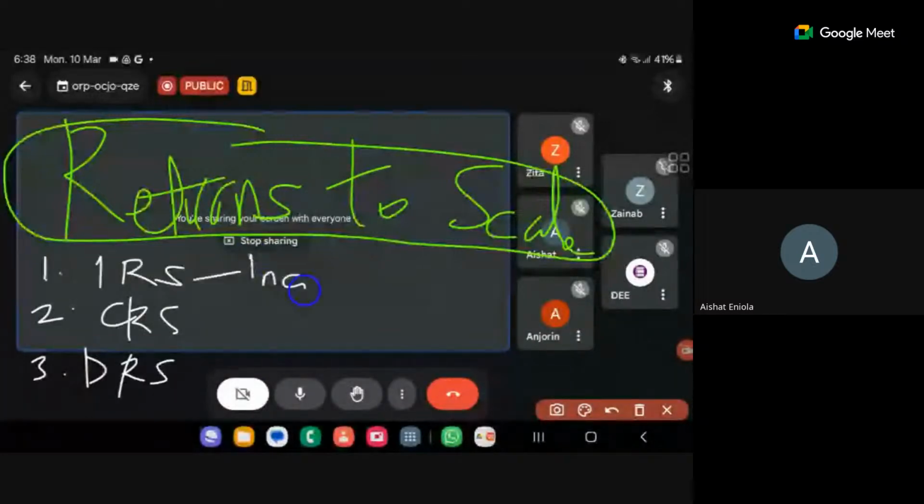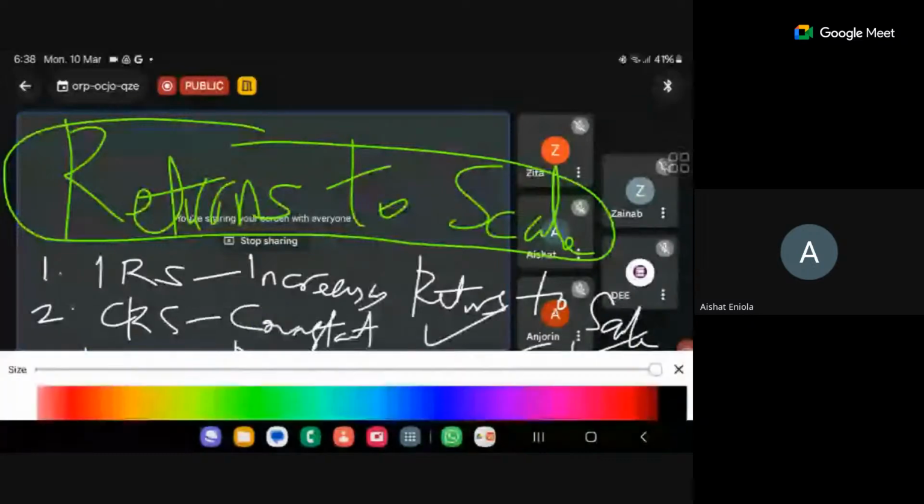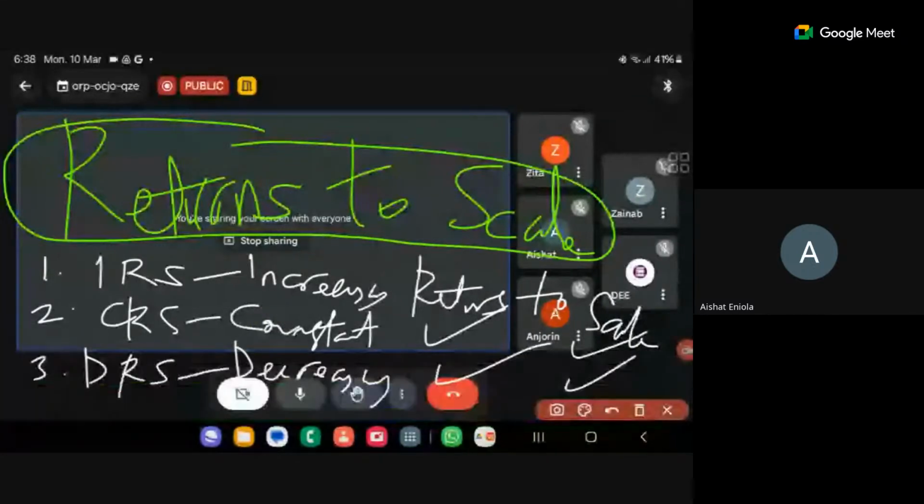So we have the increasing returns to scale. Stage two is called constant returns to scale. Stage three is called decreasing returns to scale.